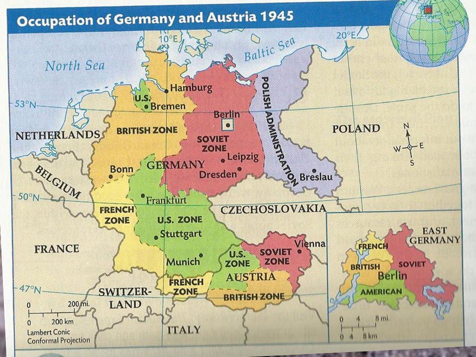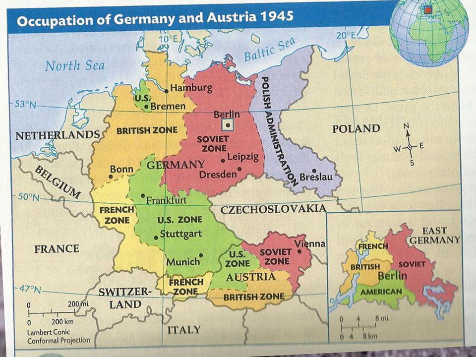And each zone was controlled by a different country. You had the dark yellow, which was controlled by the British. The green was controlled by the US. The light yellow was controlled by the French. And the red was controlled by the Soviet Union. Now you're also going to see this really, really light purple, blue, gray color over here. And that area was controlled by Poland.